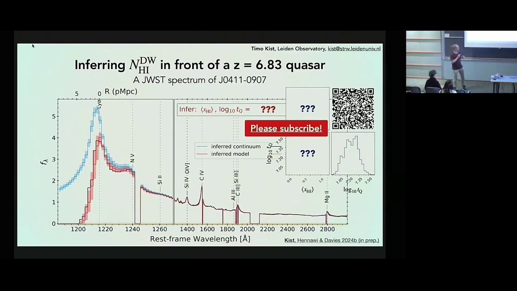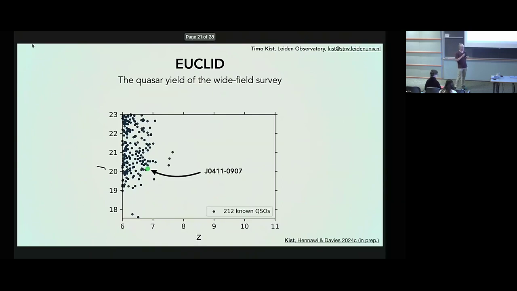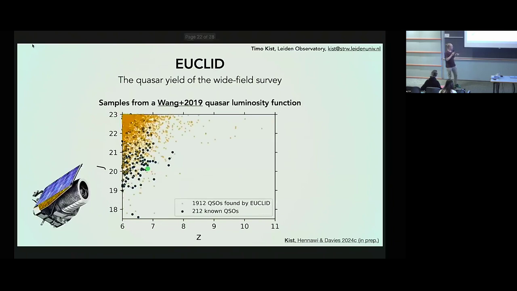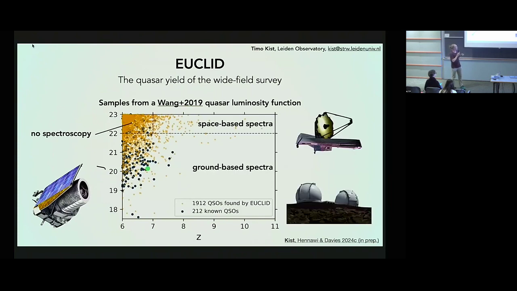And in the last minute, I would like to switch gears a bit and talk about what we can actually achieve in the coming years thanks to Euclid, because this was only one single spectrum, and we already know many more quasars at high redshift, and Euclid is going to increase this number by up to a full order of magnitude with its wide field survey in the coming years, which we can, of course, all use for damping wing analysis, so assuming that we can get spectra either from the ground or from JWST.